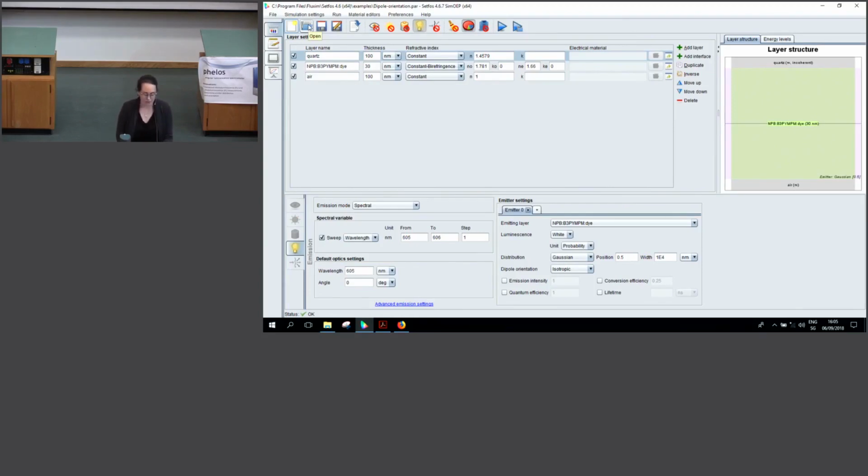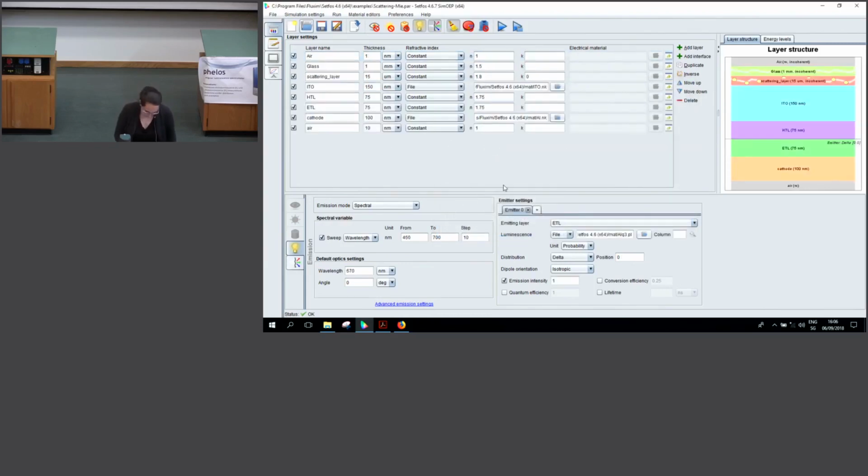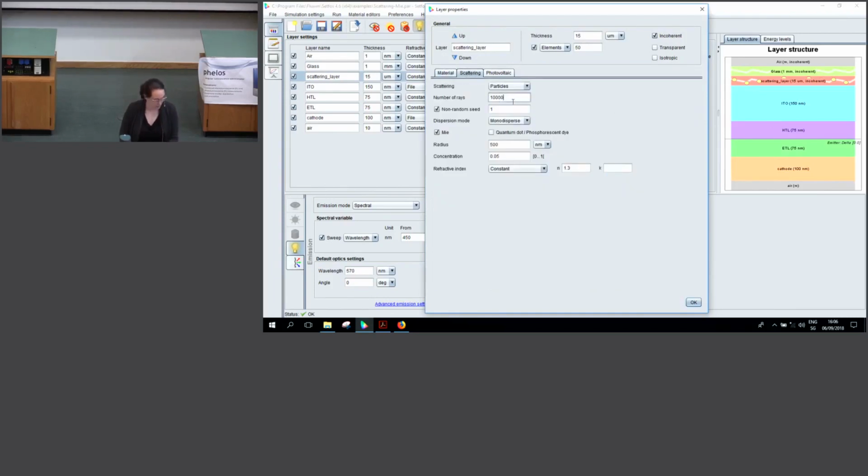Then this was purely emission, so now we will go to also including scattering. The first example would be Mie scattering. It's called scattering Mie. So here we have a stack, HTL, ETL, ITO, and then we have a scattering foil in between ITO and glass, so we hope to outcouple also the modes that would be lost in glass otherwise.